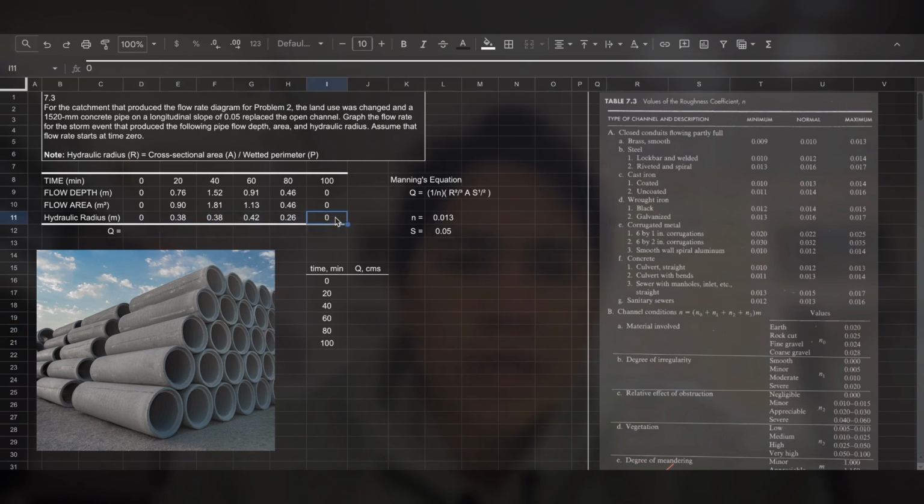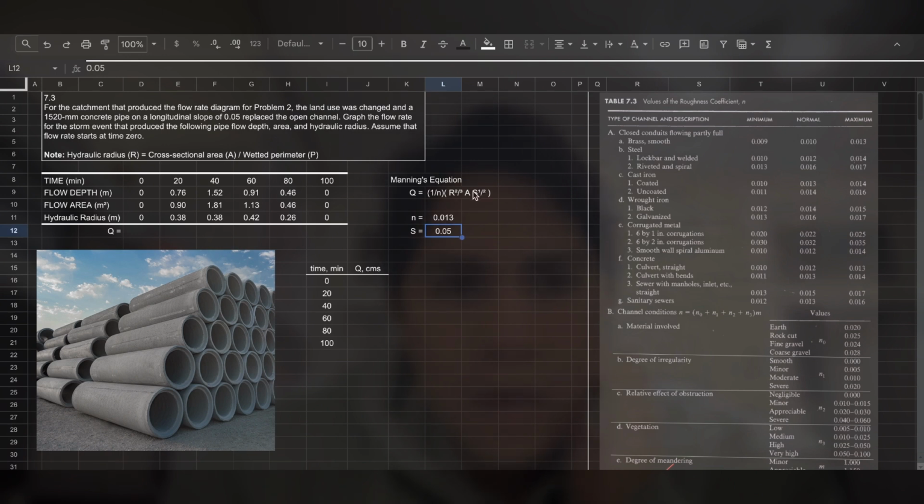So all we need to do is plug all those values into the Manning's equation. Now, the Manning's equation requires four parameters. One is the n value of the Manning equation that you can find in table 7.3 that I have here. The hydraulic radius, the area, and the slope. Now we are given the slope of the pipe and it's 0.05. I have it here. Slope is represented with a letter S.